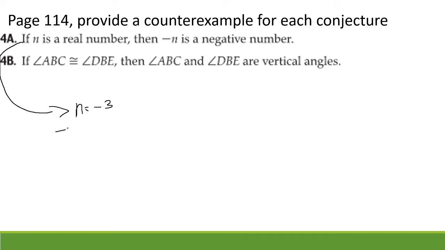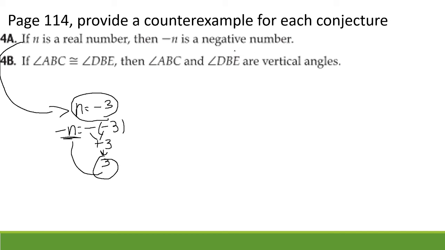So if I have negative n, that would be negative negative 3. And we all know that if I have a negative next to a negative, these are going to make a positive 3. So I have a case here where n is a real number, but negative n is a positive number, unlike what the conjecture states. So this would be a counterexample. Negative 3 is an example where n is a real number, but negative n is not a negative number. Negative n is a positive number. And again, you can do this with a lot of other numbers too. 0 could be another one because negative 0 is still 0, and 0 is not considered really positive nor negative, so that would also disprove the conjecture.